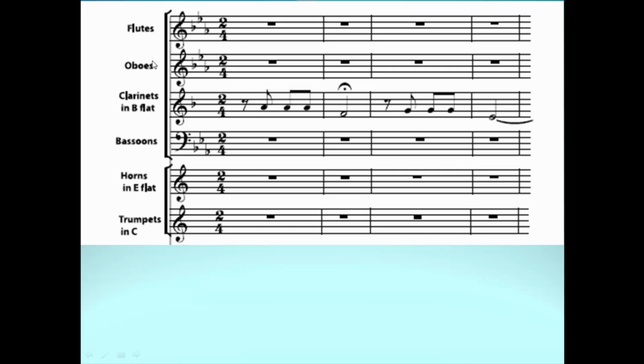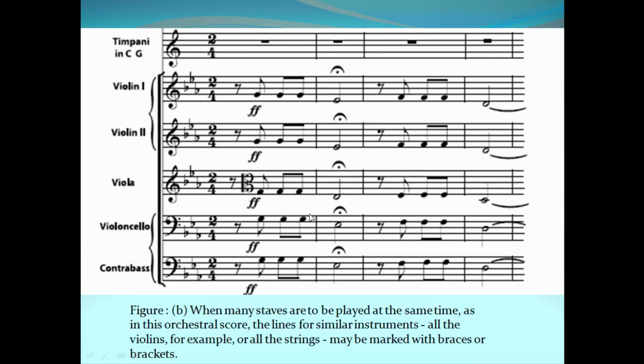So we have here flutes and many instruments. So what is this? When many staves are to be played at the same time, as in this orchestral score, the lines for similar instruments, all the violins, for example, or all the strings, may be marked with braces or brackets, like this. Okay? We're gonna see these things in the next videos, but we're gonna focus on something.